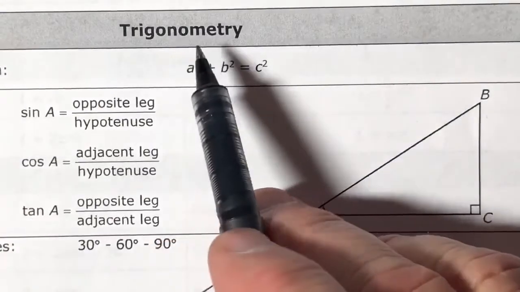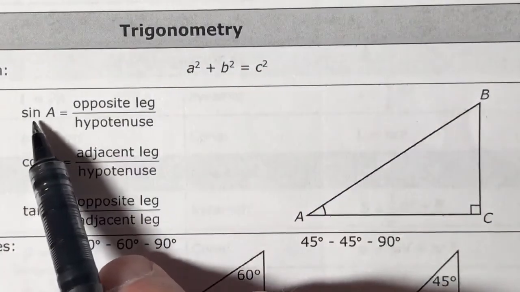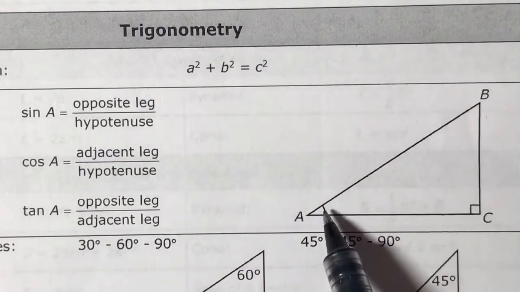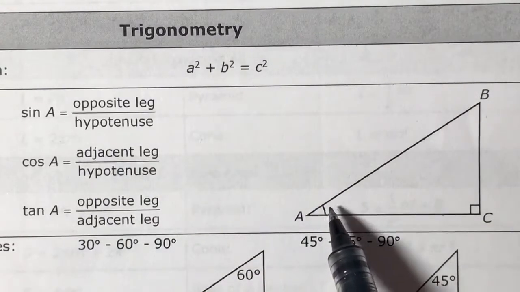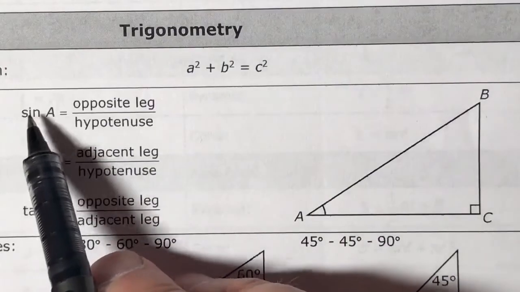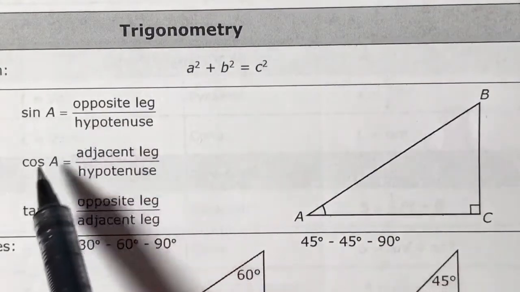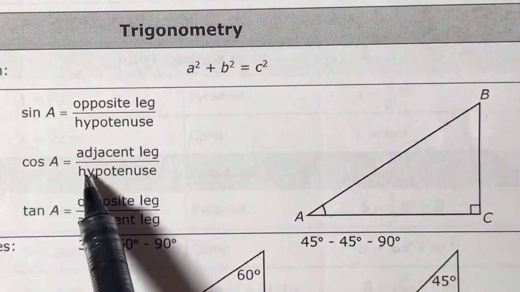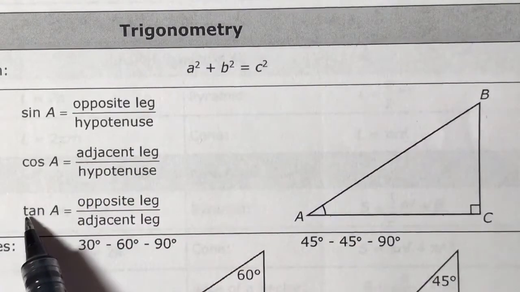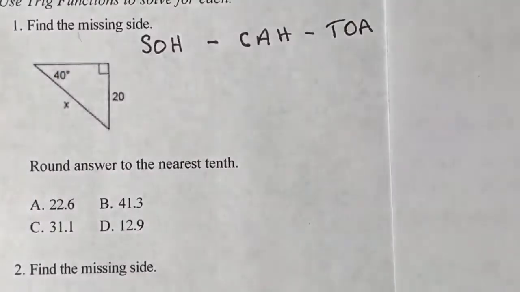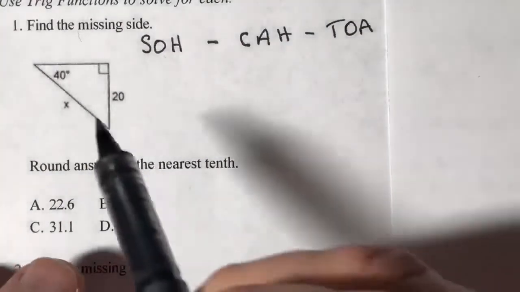trigonometry. Now, when you're seeing sine, here's my referenced angle. That's just because this is my referenced angle. I want you to realize that sine is opposite over hypotenuse. Here's my CAH, my T for tangent, and my O and my A. All right. Now, I need you to do this.